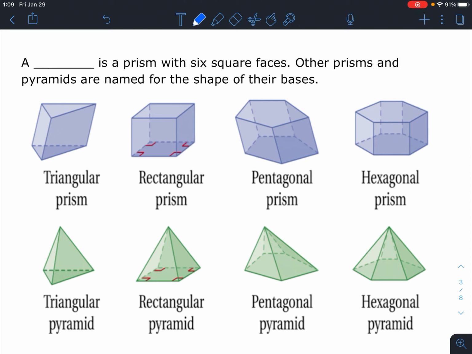Here's a picture of a bunch of different prisms and pyramids that we'll see. There's obviously many more than these, but we can see a couple different options. Prisms and pyramids with triangles, rectangles, pentagons, or hexagons as their base. Also, a rectangular prism where all the sides are the same shape, they're all squares, is called a cube. So a cube is a special rectangular prism.